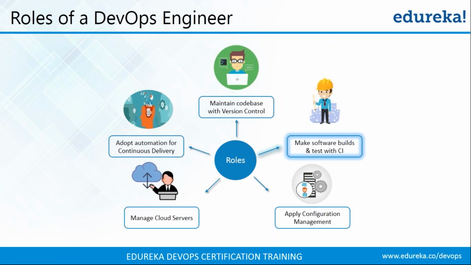The next role is you have to make software builds and test with continuous integration. Now, since I'm talking about continuous integration, you need a continuous integration platform, and the first thing that you need to do is pull out the source code that the developers have coded, wherever you're storing it, whether it's a Git repository or a Subversion repository. You need to pull that code first, and you can use tools like Jenkins or Travis for that, and it will pull out the source code and compile it to make a build, and you can use build tools like Ant, Maven, Gradle, etc.